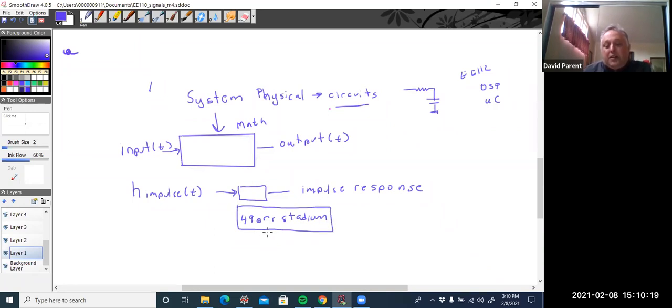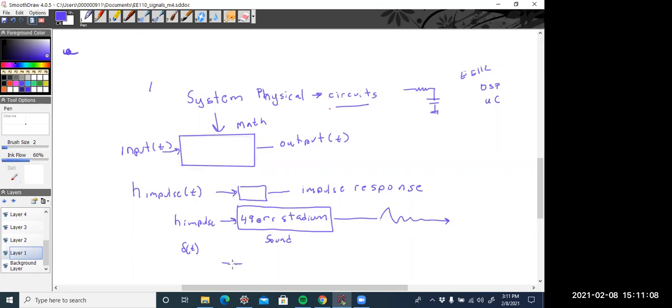All right. And an example of this is, what if the system is the 49ers stadium in Santa Clara, right? And what we're really interested in is sound, right? And we want to kind of measure the sound system of the stadium, right? So you would put in an impulse, and then whatever sound waves you measured out would be the impulse response. Now, what is that impulse? It's a delta function, right?